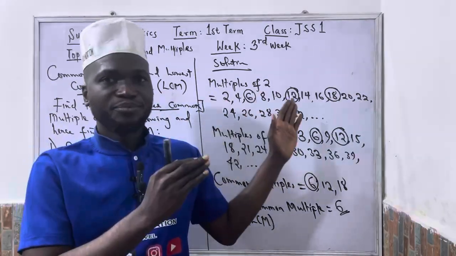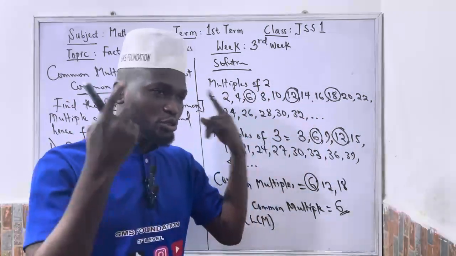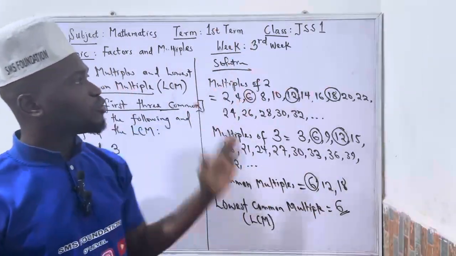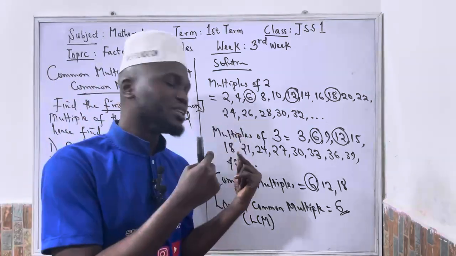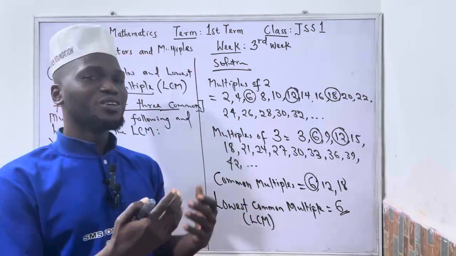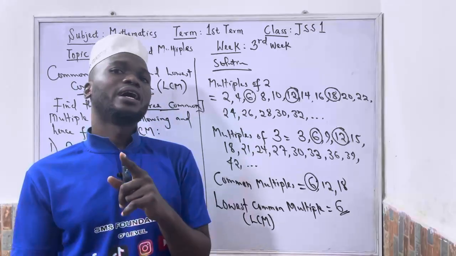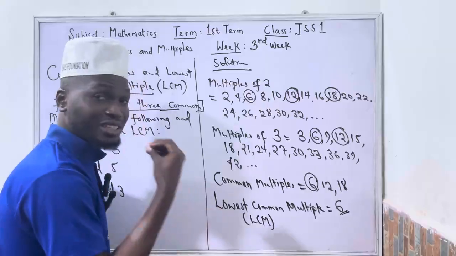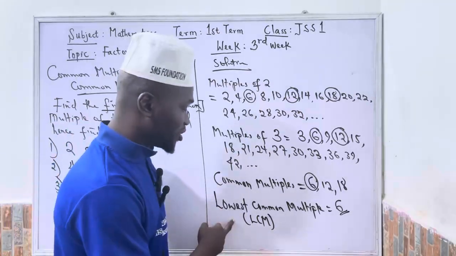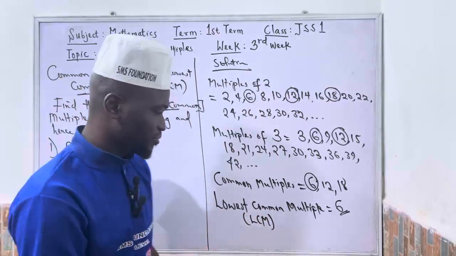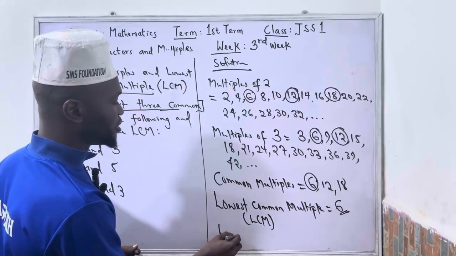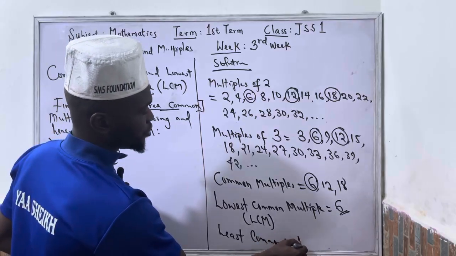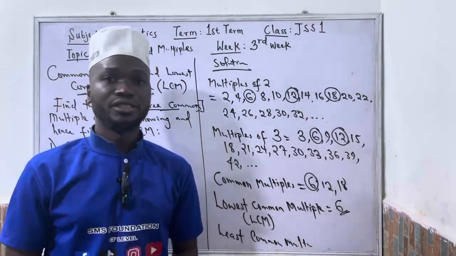So this is the method that you can use to understand what they actually mean when they are talking about common multiples. But this is not the best method to be used when you are doing an exam. So I will teach you that in the next video. Another name for LCM, they can use least common multiple. So it's still the same thing as LCM.